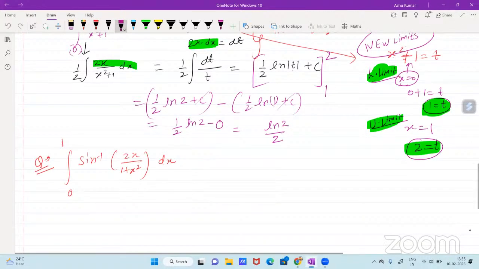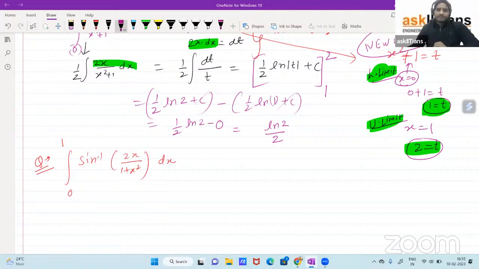Excuse me, sir. Yeah. In the previous question, if we substitute t equals x square plus 1 and then put the limits, like we did in the before questions, then also you will get the same answer. That way is also correct, and this is a short trick. This is also correct.